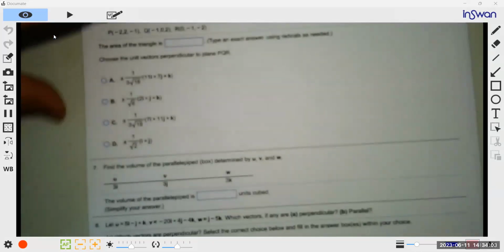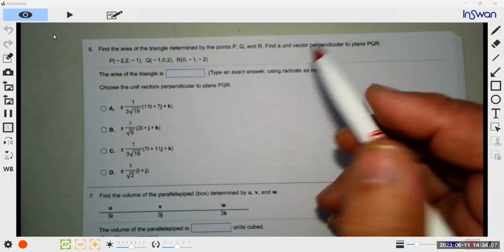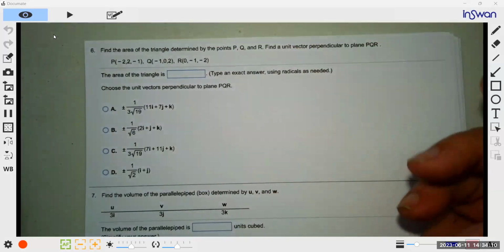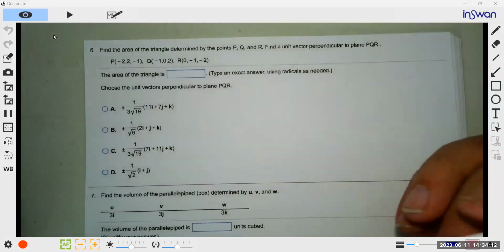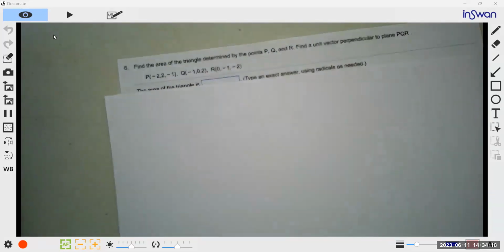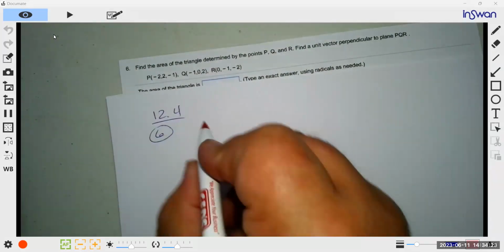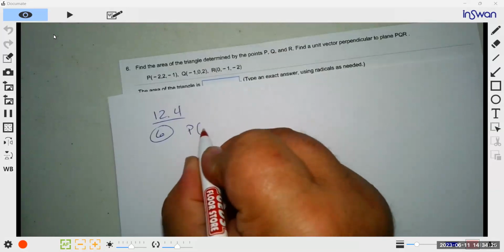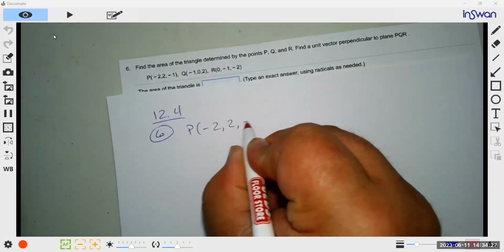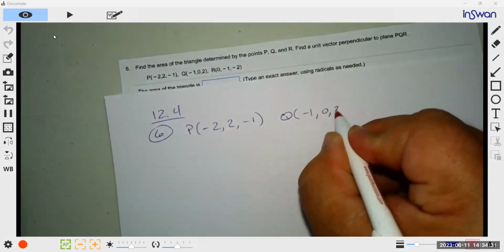All right, next sheet. Find the area of the triangle determined by the points P, Q, R. Okay, so it's the same thing we just did. This is 12.4, number 6. So P is -2, 2, -1. Q is -1, 0, 2.